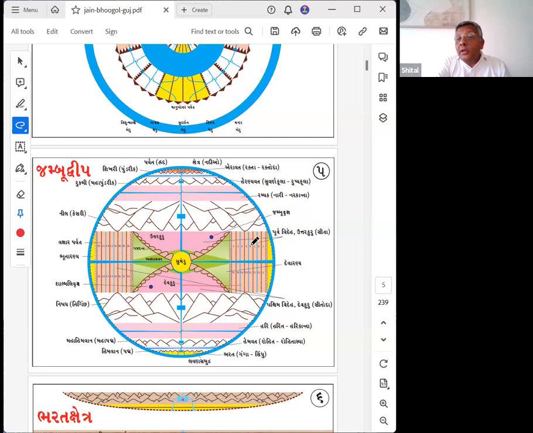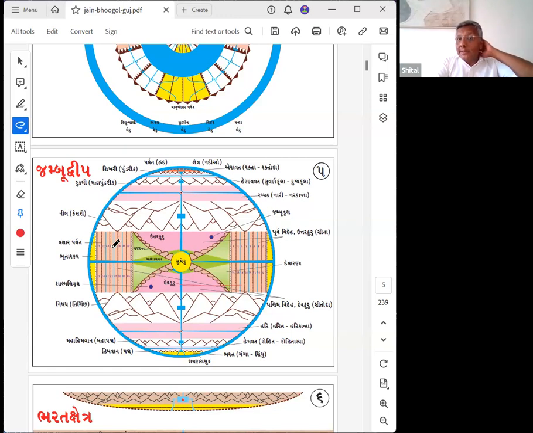Simandar here in the northeast. Then Yugmandar in the southeast. Then we have Bahu in the southwest. And then here, Subahu Bhagwan in the northwest. Yes, so that's where the 4 Bhagwans live.